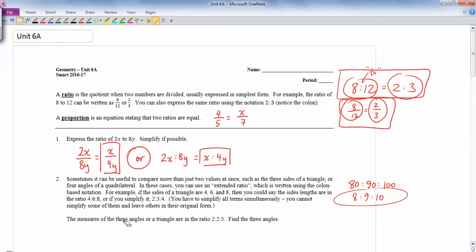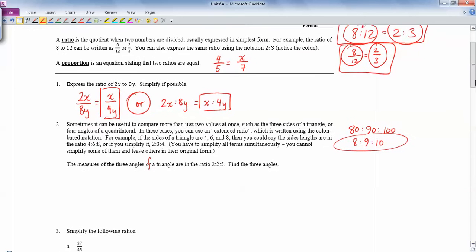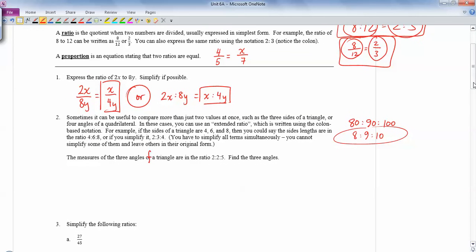Down here, it says the 3 angles of a triangle are in the ratio 2 to 2 to 5. So find the angles. Well, 2 to 2 to 5 are my 3 angles. That's not the same as saying it's 2 degrees, 2 degrees, and 5 degrees, because if I added those up, I only get 9 degrees total, which doesn't make any sense for a triangle.